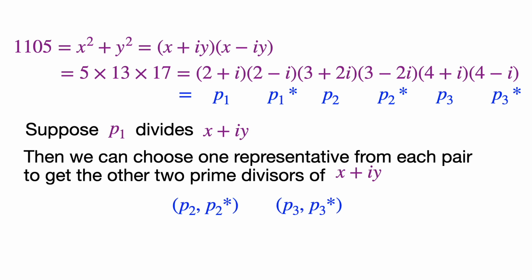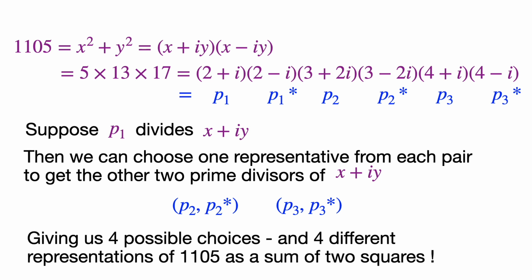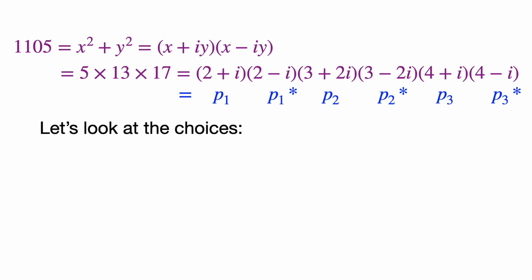So we can choose one representative from each pair, P2, P2 star, P3, P3 star, to get the other 2 prime divisors of x plus iy. So we get 2 times 2, or 4 possible choices, and that's going to be 4 different representations of 1105 as a sum of 2 squares. Let's look at the choices.